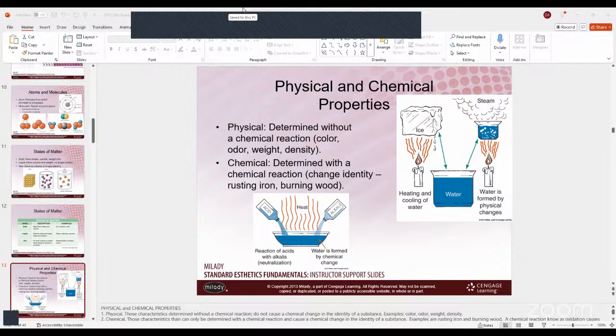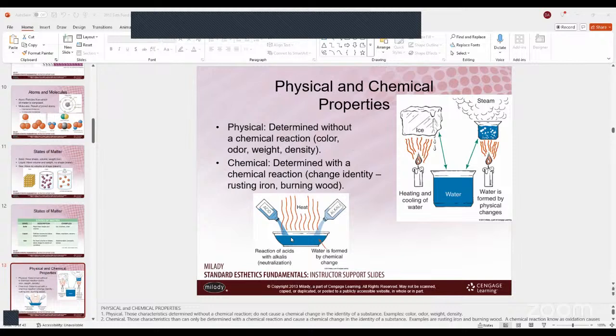And then you have chemical, determined with a chemical reaction. It may change identity, go from hot or go from cold, like rusting iron or burning wood. This particular picture I wanted you to look at because I see it in both versions of this chapter. You have an acid and you have an alkaline. The reaction of acids with alkalis is neutralization. So when you mix an acid and an alkaline together, you're going to get some neutralization. It's probably going to stop the process. It's going to slowly slow down the process.